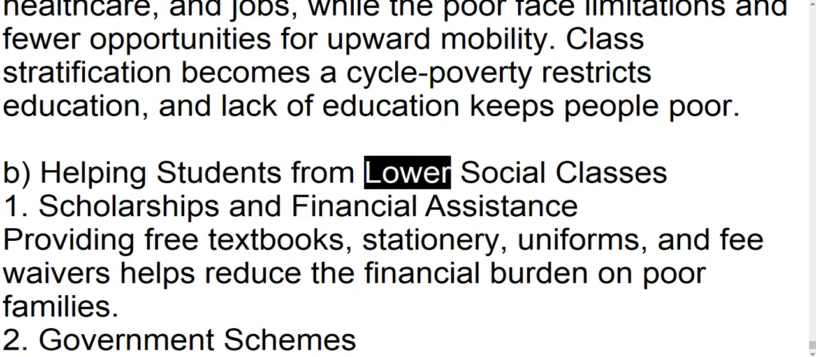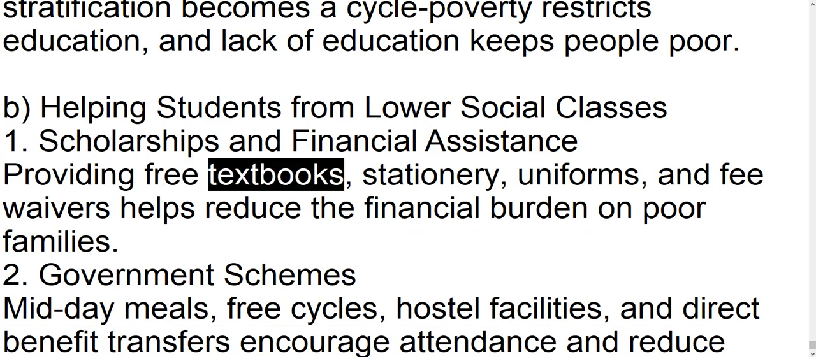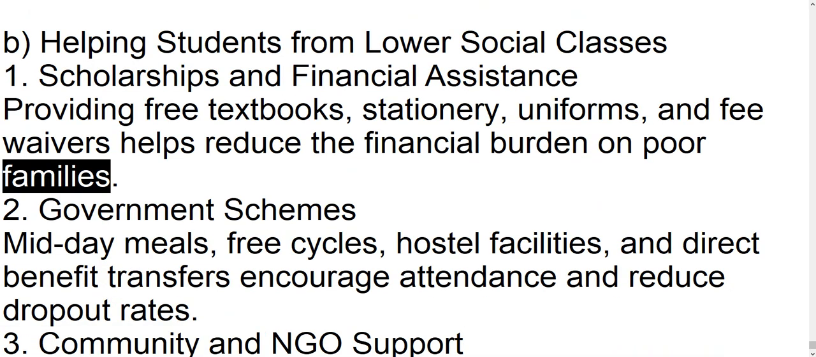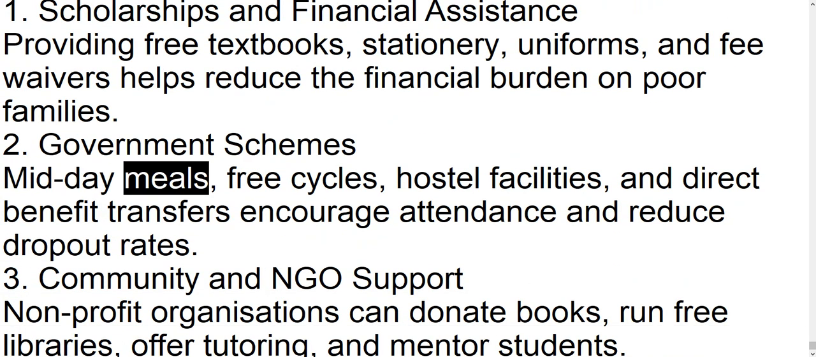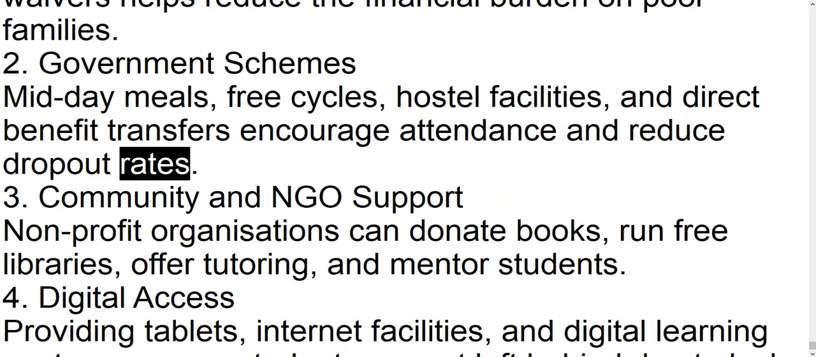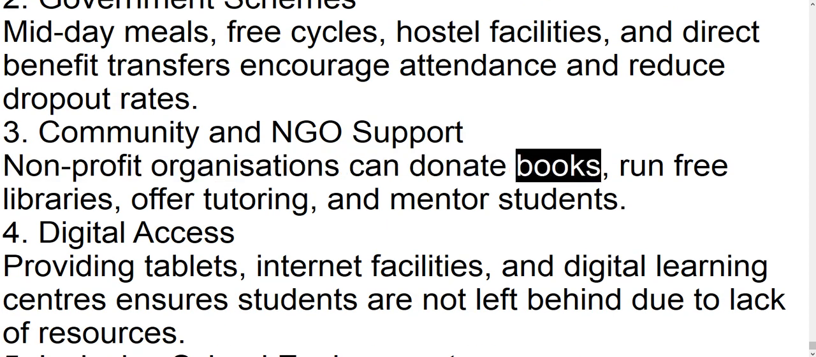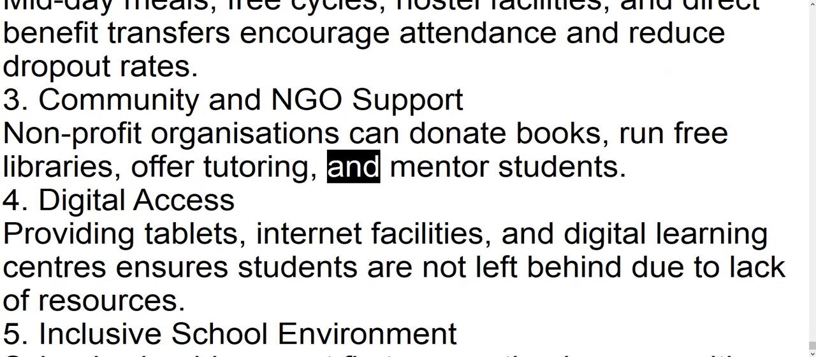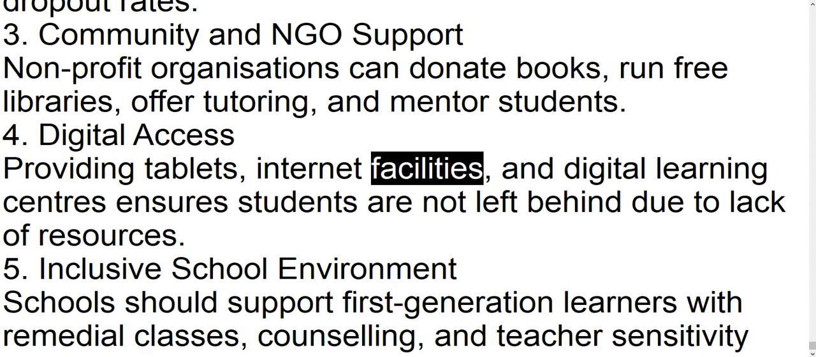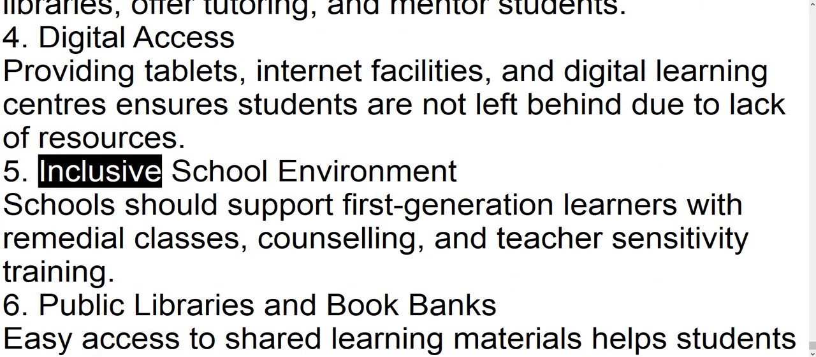B. Helping students from lower social classes. 1. Scholarships and financial assistance. Providing free textbooks, stationery, uniforms, and fee waivers helps reduce the financial burden on poor families. 2. Government schemes. Midday meals, free cycles, hostel facilities, and direct benefit transfers encourage attendance and reduce dropout rates. 3. Community and NGO support. Nonprofit organizations can donate books, run free libraries, offer tutoring, and mentor students. 4. Digital access. Providing tablets, internet facilities, and digital learning centers ensures students are not left behind due to lack of resources. 5. Inclusive school environment.